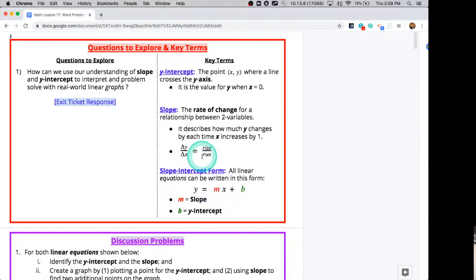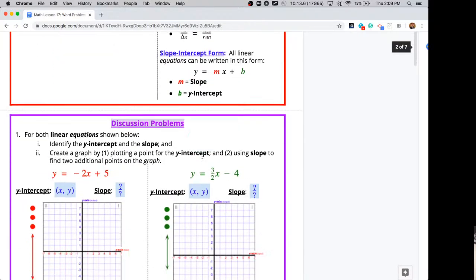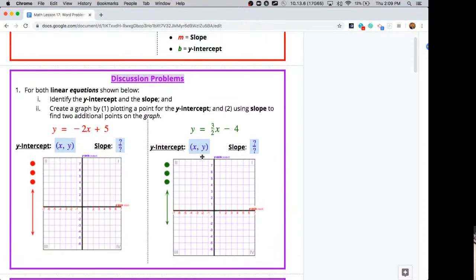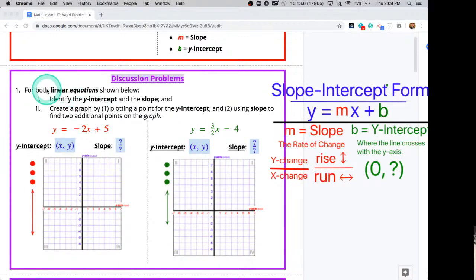The first 2 problems that we're going to have today actually practice the background skills of how to graph linear equations and how to find equations to match linear graphs. These are the first 2 Khan Academy assignment skills, so we're going to practice those a bit before we get into the real-world graphs. For problem 1, our first situation, they tell us for both linear equations they want us to do a couple things.